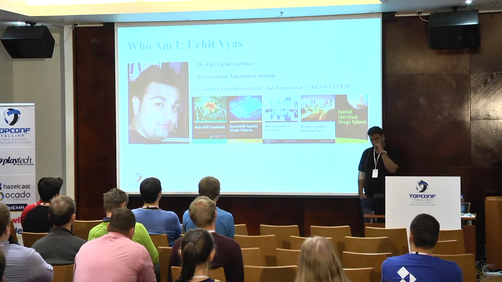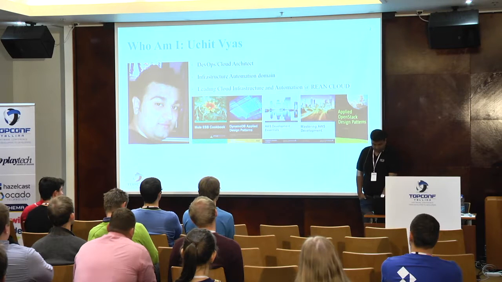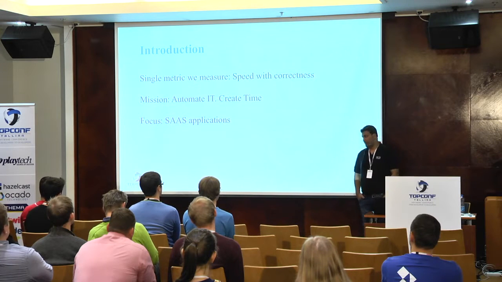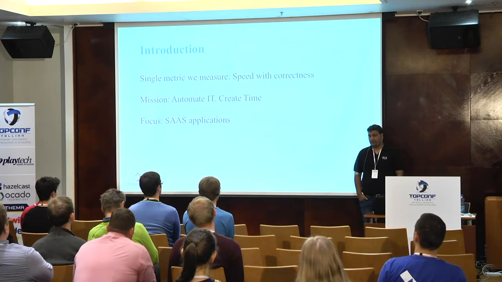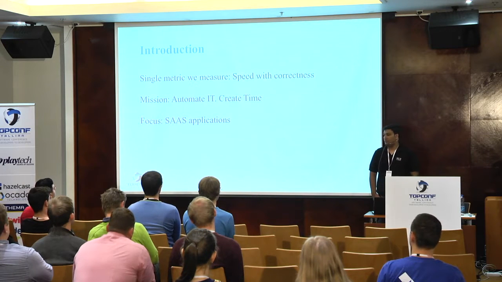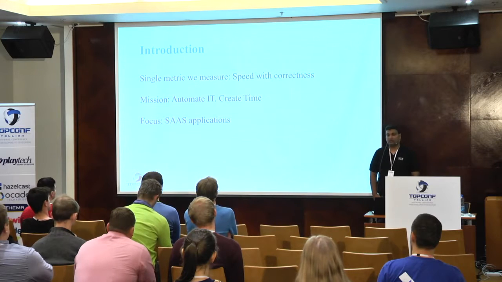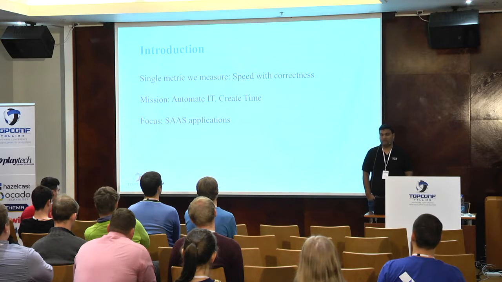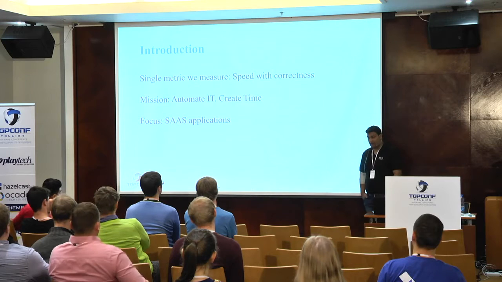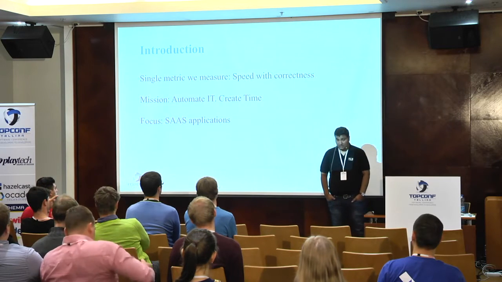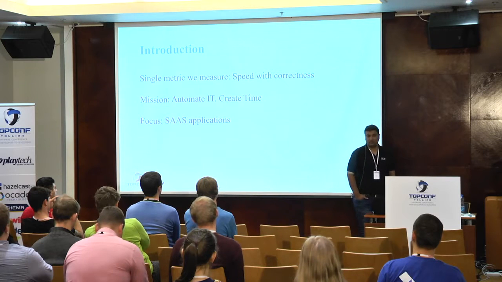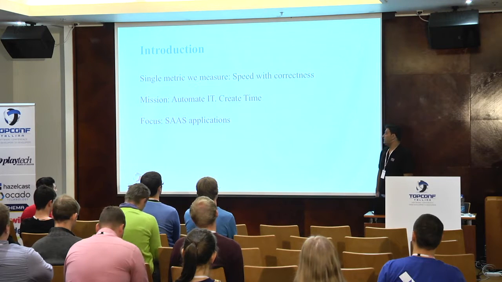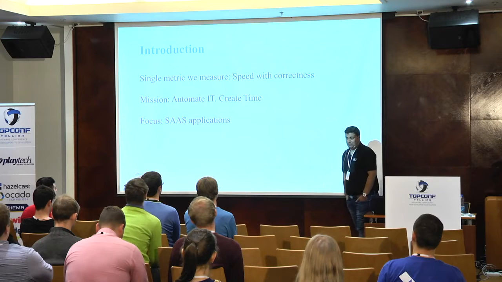Before jumping into the topic, let's start with a small overview of what I'm going to cover, or what my motto is. The single metric I'm measuring is speed with correctness. Whenever it's from application development till the production deployment, how fast are you doing that process? For example, in some companies, people are following agile as well as the waterfall model, but the deployment of a single feature on the production environment is taking a day or a week. My mission is to automate everything possible.